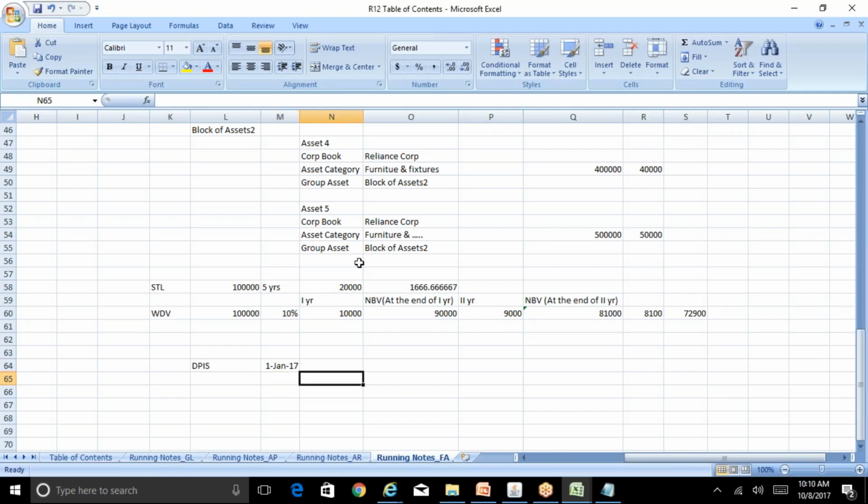What the system does is, if October is the current open period, and you are creating an asset with a date placed in service of 1st January 2017, then from 1st January to October, for all the 10 months, the depreciation amount will be charged in the current month itself. Let us assume for this particular asset of 100,000, every month the depreciation is, for example, 1,000 rupees. So in October the depreciation amount will be 10,000, 1,000 into 10 months. And from November onwards, the depreciation amount will be 1,000, December 1,000, and so on.